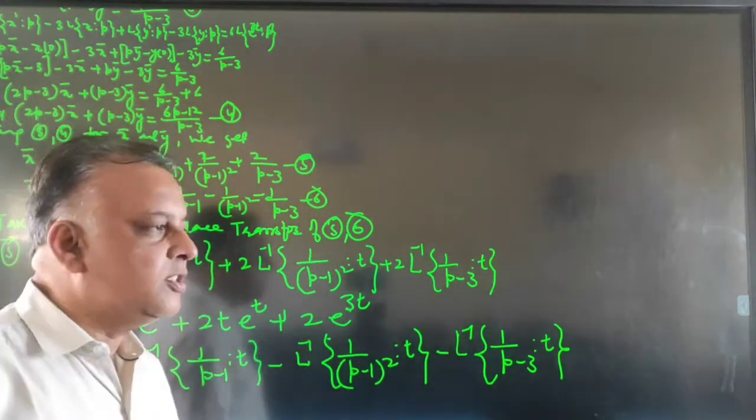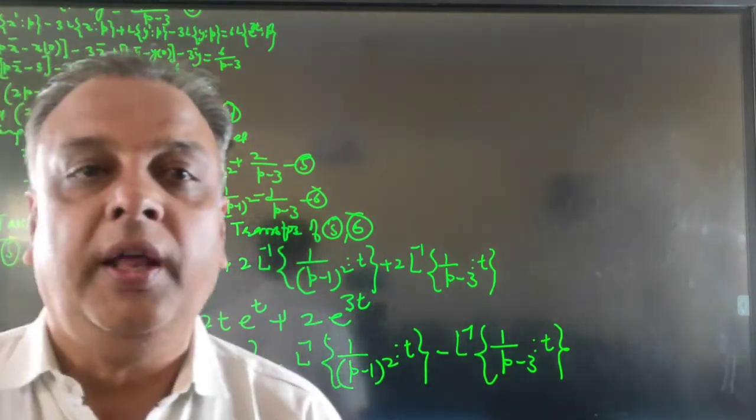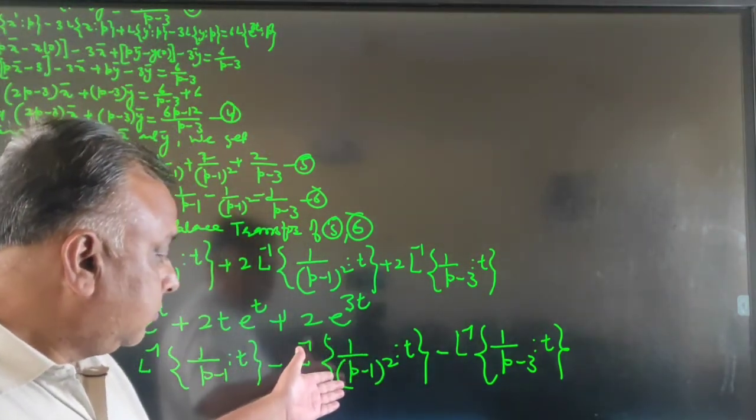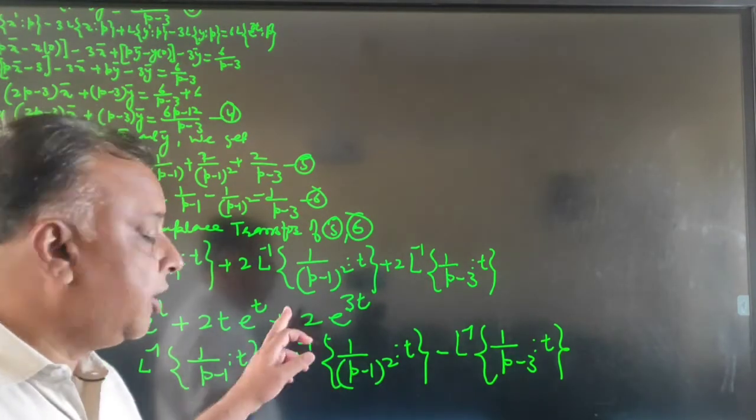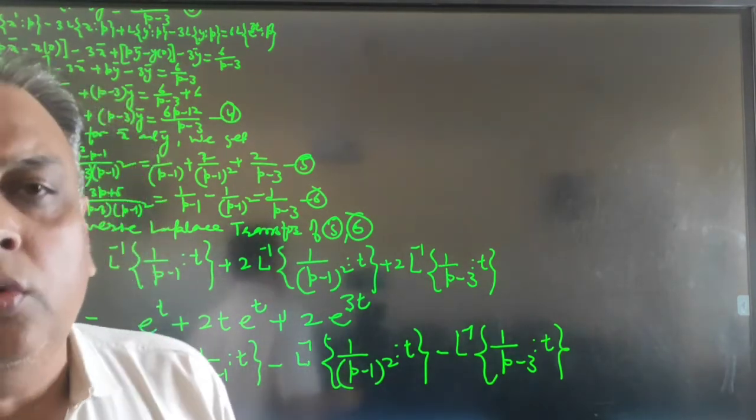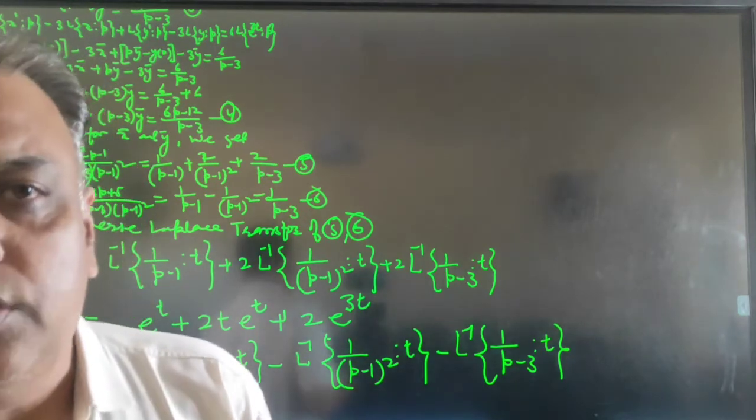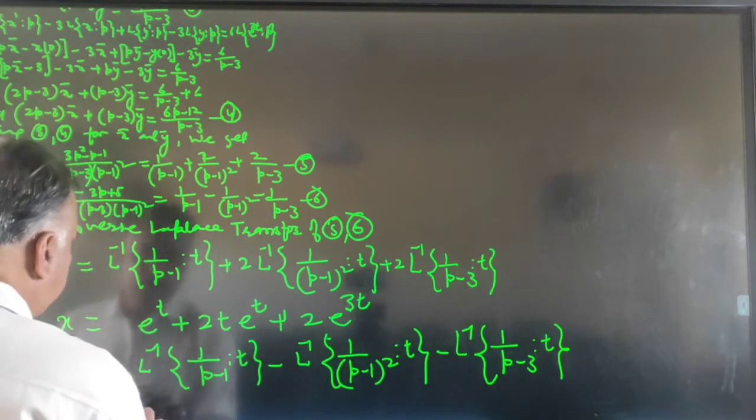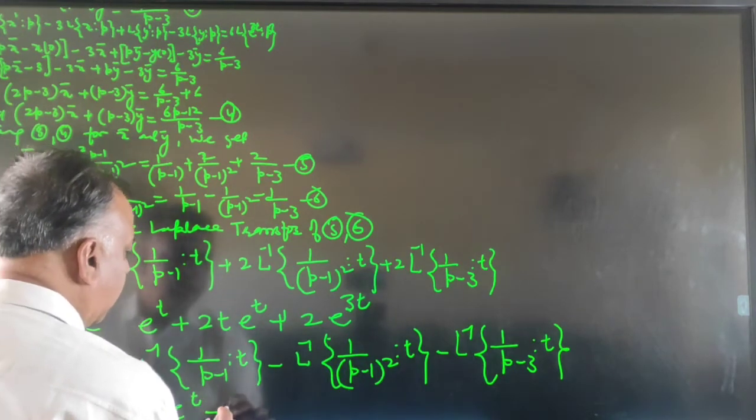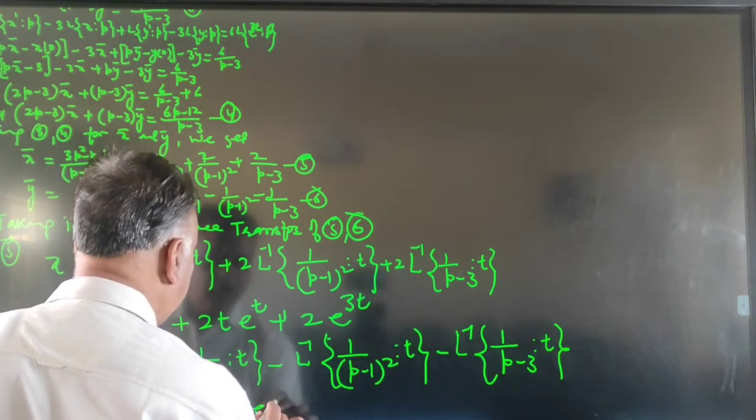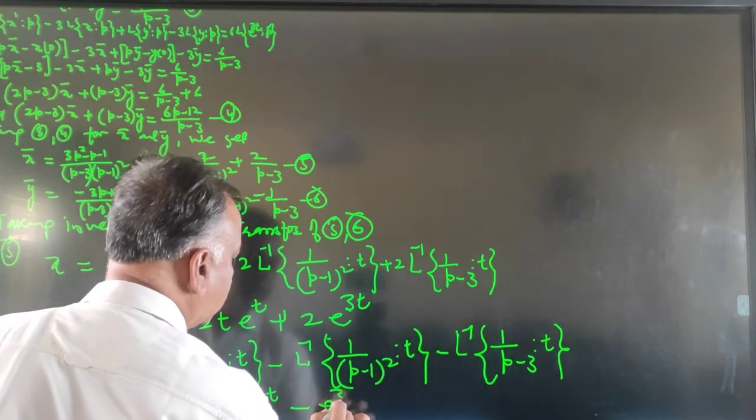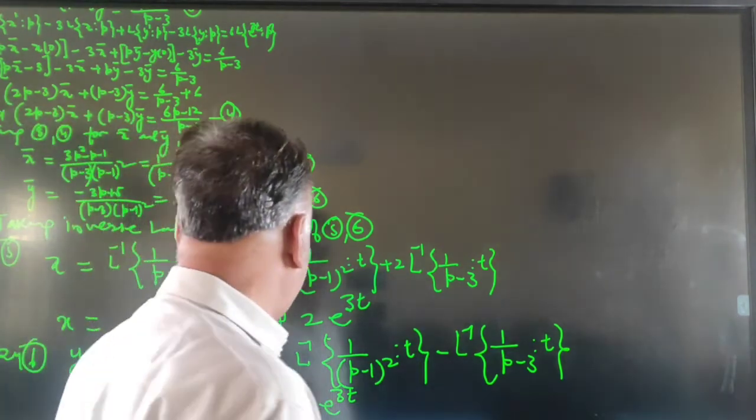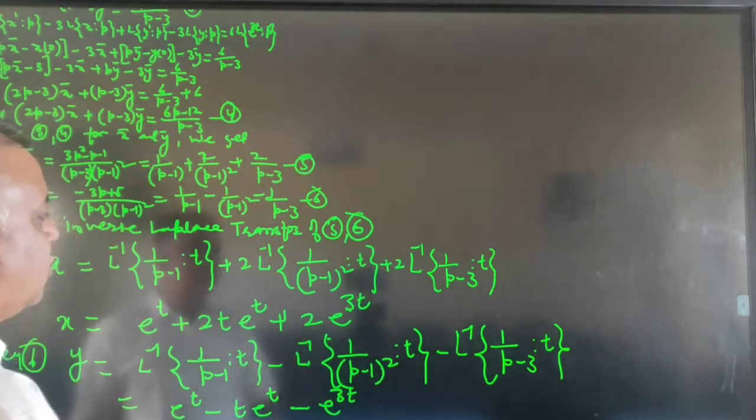And for the inverse Laplace transformation of 1 upon p minus 1 whole square, by the shifting property, this is equal to e raised to t into the inverse Laplace transformation of 1 upon p square, and 1 upon p square is the inverse Laplace transformation of t. So y is equal to e raised to t minus t e raised to t minus e raised to 3t.